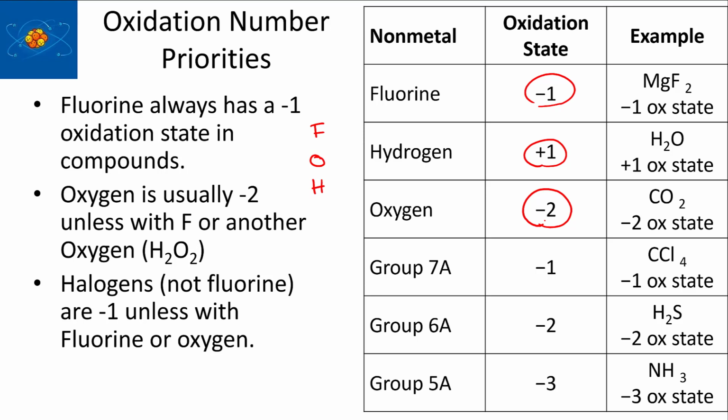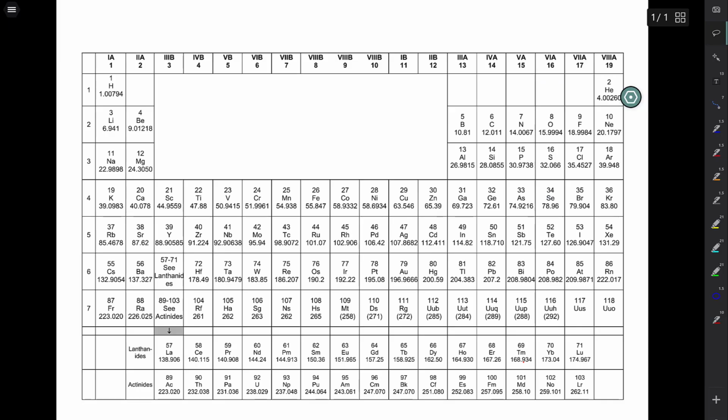Group 7 is the halogens, except for the exceptions of when something's bound to a fluorine or an oxygen. Group 6 is generally -2, and group 5 is generally -3. Okay, so those are the rules that we're going to use. Now, if you're thinking to yourself that might sound a little familiar, that's because those are the numbers that you would get from the periodic table.